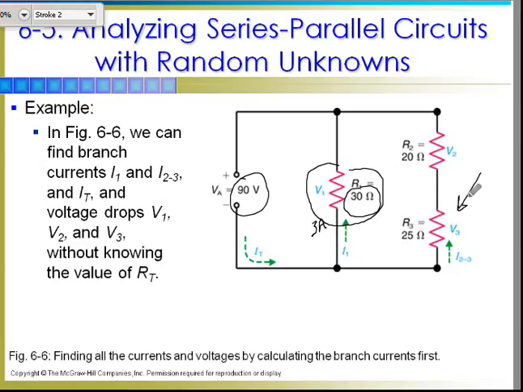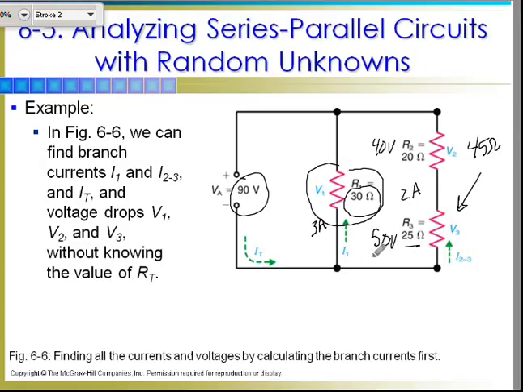Come over here to where I've got 25 and 20. I've got 45 ohms total. So I'm going to have, what, 90 over 45? That's 2 amps. So there we have it. Now, 2 amps, 25 ohms, V3 is going to be 50 volts. 2 amps and 20 ohms, that's going to be 40 volts.